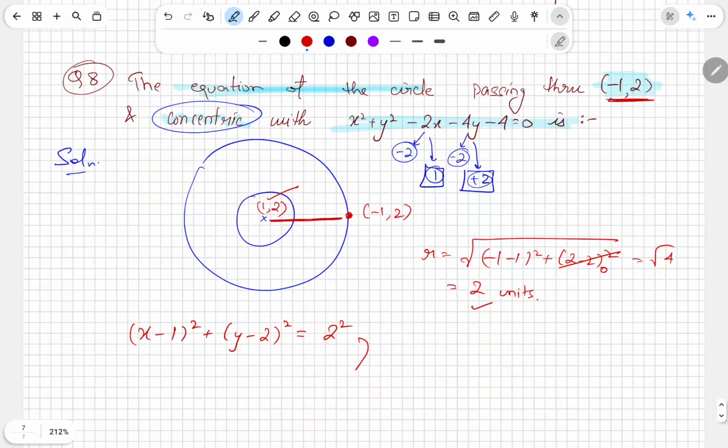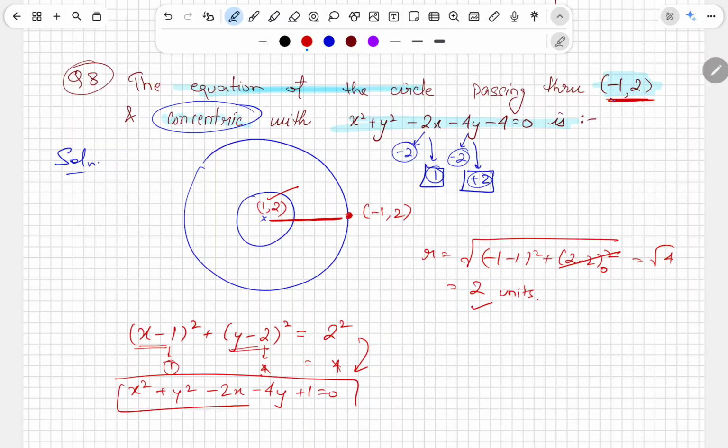Now you can easily expand this and you'll get the equation of circle, which is going to be x square plus y square. From here I'll get minus 2x. From here I'll get minus 4y. From here I'll get 1. From here I'll get 4. 1 plus 4. And on RHS I'll have 4. 4 will cancel out 4. I'll be left with plus 1. So this is going to be the equation of circle. You can expand it and your answer will match with this.